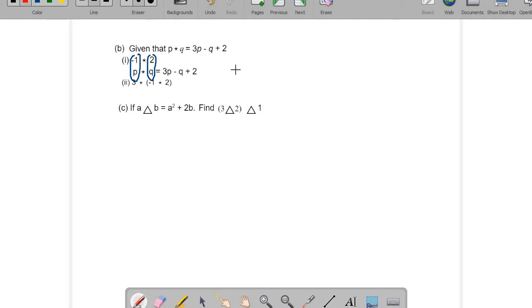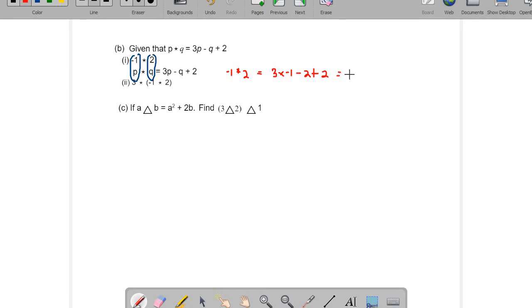So this is going to become -1 star 2 is equal to, instead of writing 3p, I'm going to write 3 times -1, so we said p is -1, minus q is 2, plus 2, and all we have to do is use PEMDAS to work out our final answer.